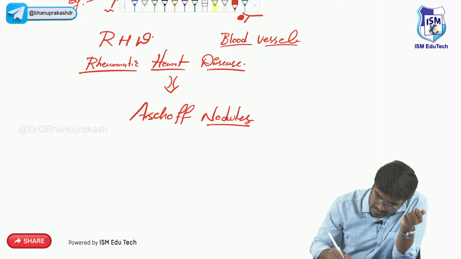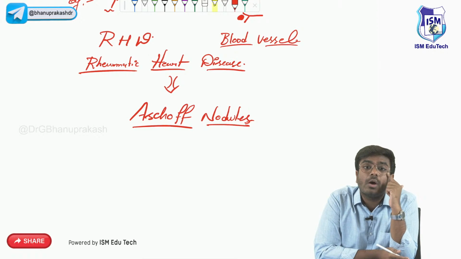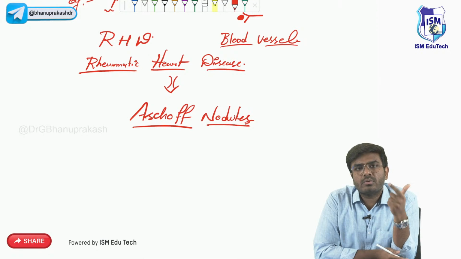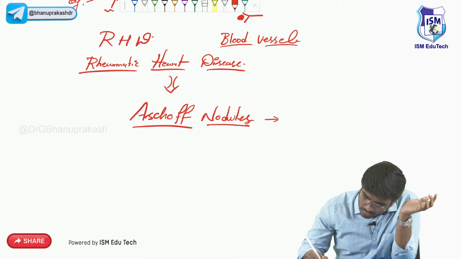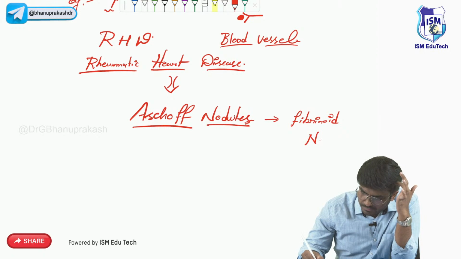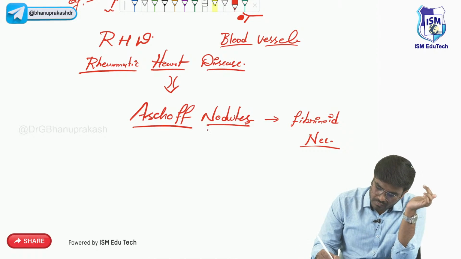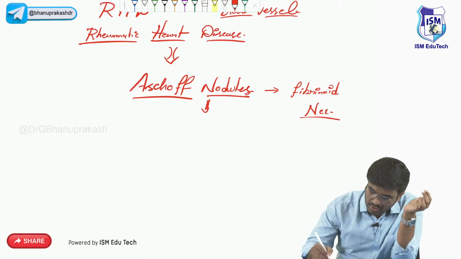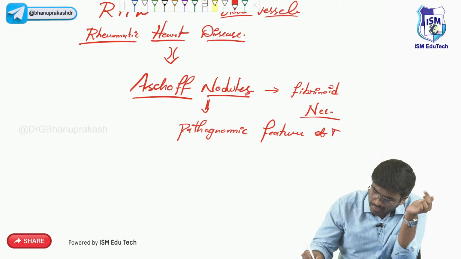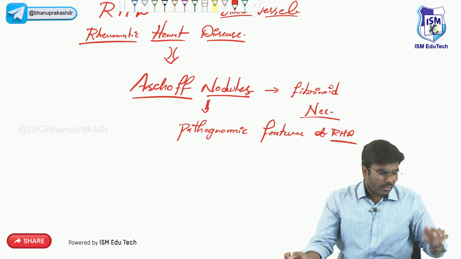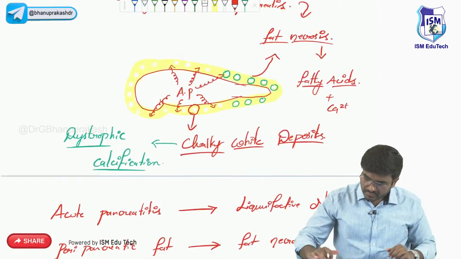Now, the direct question which will come in your exam is: Aschoff nodule is an example of fat necrosis, fibrinoid necrosis, caseous necrosis, coagulative necrosis, or liquefactive necrosis? The Aschoff nodule is an example of fibrinoid necrosis. And remember, Aschoff nodules are a pathognomonic feature of rheumatic heart disease. Okay, now we are done with fibrinoid necrosis also.